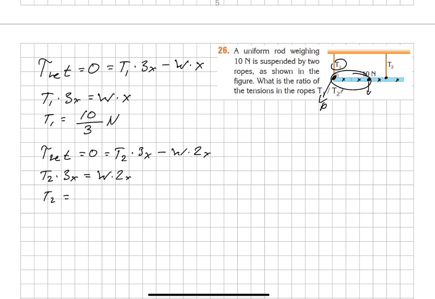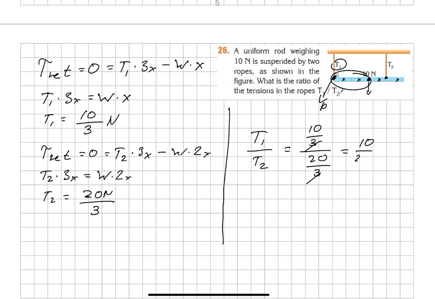So tension 2 is equal to 20 over 3 newtons. So let's make a proportion. Tension 1 over tension 2 is equal to 10 over 3 over 20 over 3, which is equal to, 3 and 3 will be cancelled, and 10 over 20, which is equal to 1 over 2.